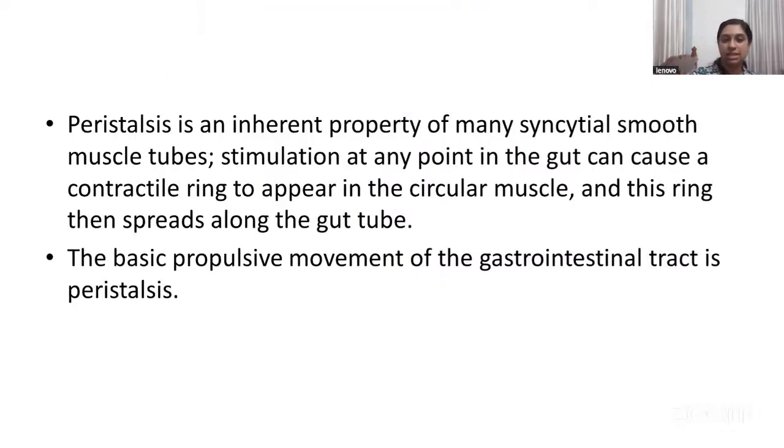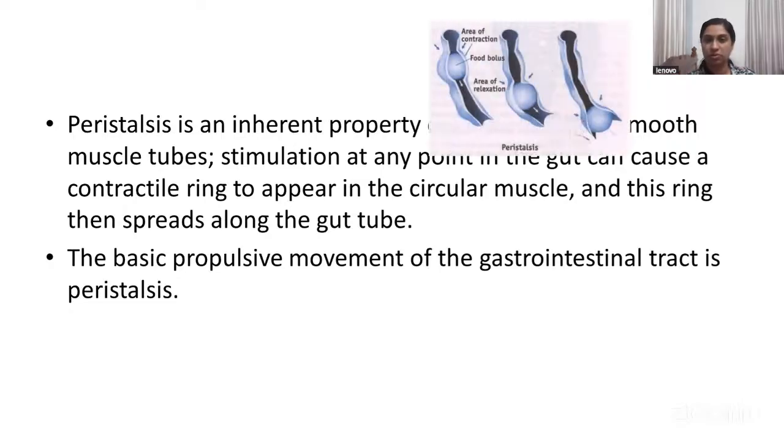So what is peristalsis? It's an inherent property of many syncytial smooth muscle tubules, and stimulation at any point in the gut can cause a contractile ring to appear in the circular muscle. So there are inner circular muscles and outward there are longitudinal muscles. These two muscles help in the propulsion of food through the GIT, and this ring then spreads through the gut tube. The basic propulsive movement of the GIT is called peristalsis. So these are the movements above and below.